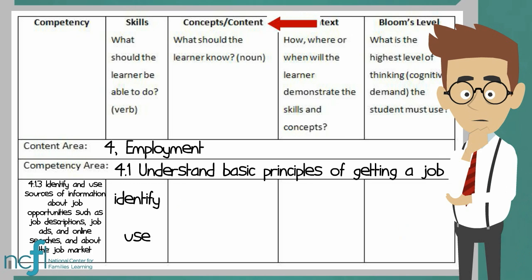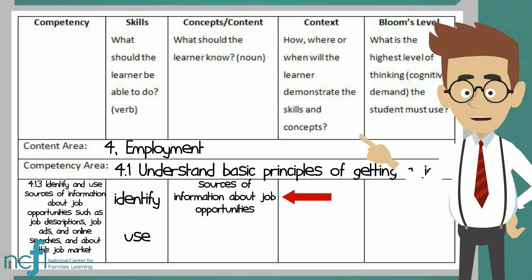Let's see. What's next? The column with the heading Concepts Content is asking what the learner should know, and indicates I should be looking for nouns. My first verb was identify, so just what is it that students will identify? Aha! They will identify sources of information about job opportunities, so the first entry in the Concepts Content column will be, sources of information about job opportunities.